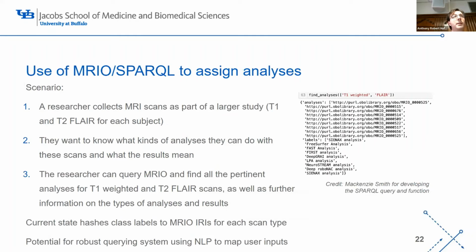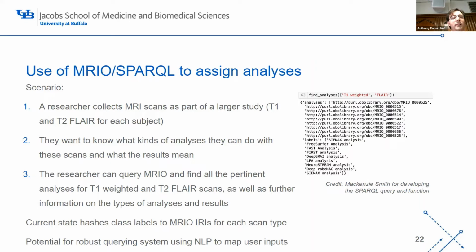And so the next step after that, once we know what images we're working with, is to assign the analyses to them. Over here, I have an example of a function that Mackenzie Smith, who was a student of mine who graduated this past year, developed. It takes in any labels that you have from the ontology, and it does some string processing to match them up to the correct identifier. It'll go through and find any analyses that will use these input images in any sort of combination, so it does a bunch of permutations to find it.